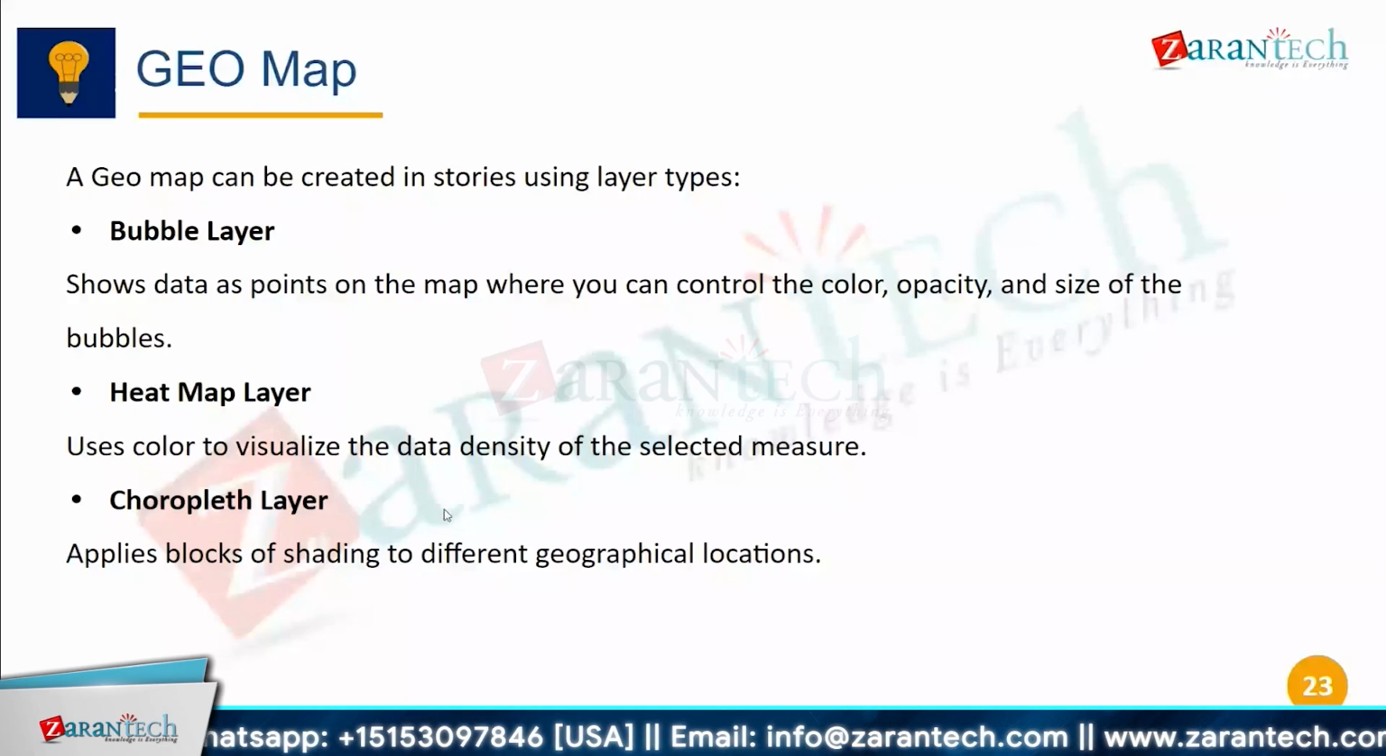Then you have the choropleth layer. This is applicable when you want to use hierarchies. You have United States, and when you go one level down, you have California, then different states. If you go one more level down, you have different cities, Los Angeles, San Francisco. In some scenarios, you can use choropleth. It applies blocks of shading within the different geographical locations. In our example, we can use choropleth and bubble layer.